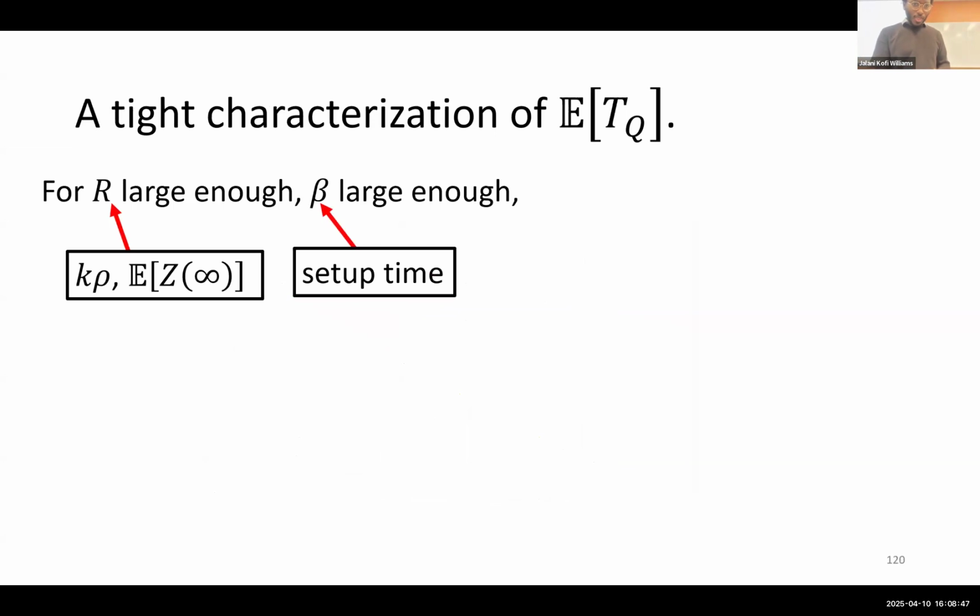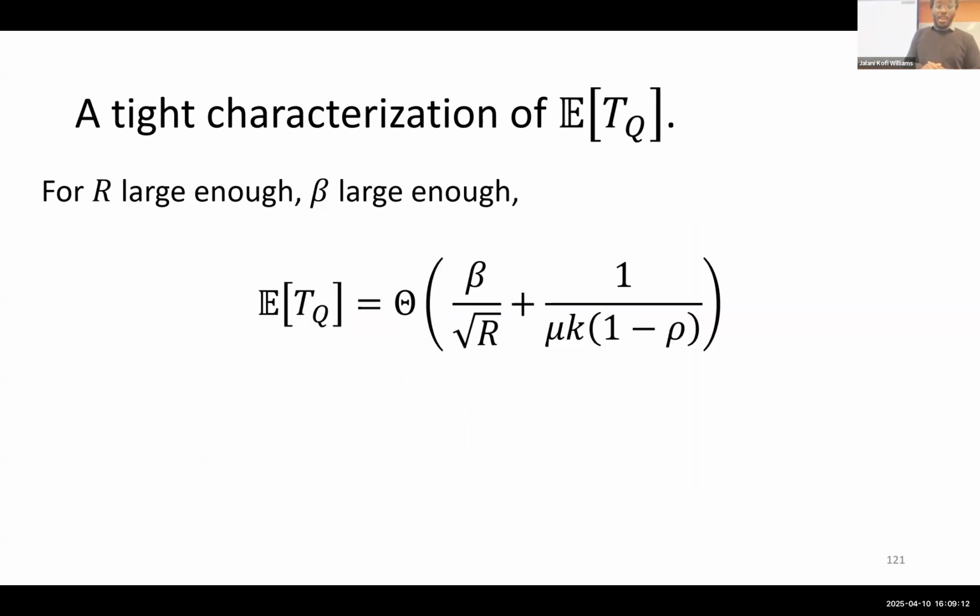In particular, we show the following theorem, sort of informally. For R large enough, where R is k times rho, or the average number of servers that are busy in the system, and for setup time large enough, this beta quantity, then the expected time in queue of a job is going to be, up to a multiplicative factor, equal to the setup time divided by the square root of R, plus 1 over mu times k times 1 minus rho.